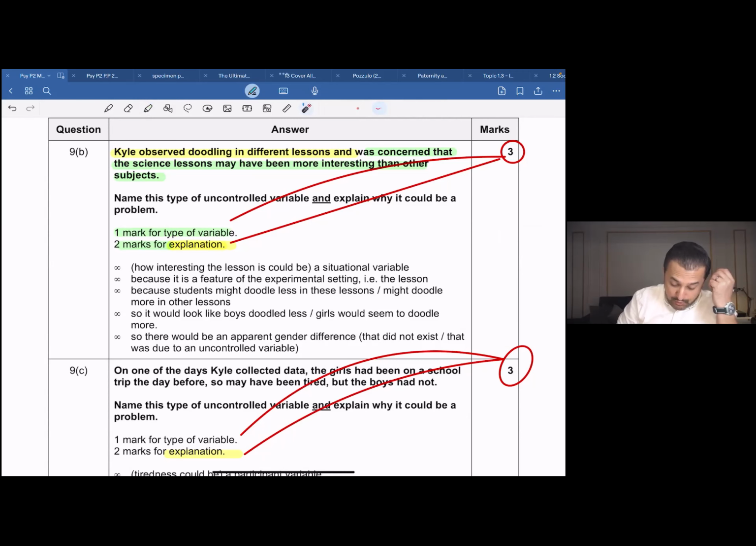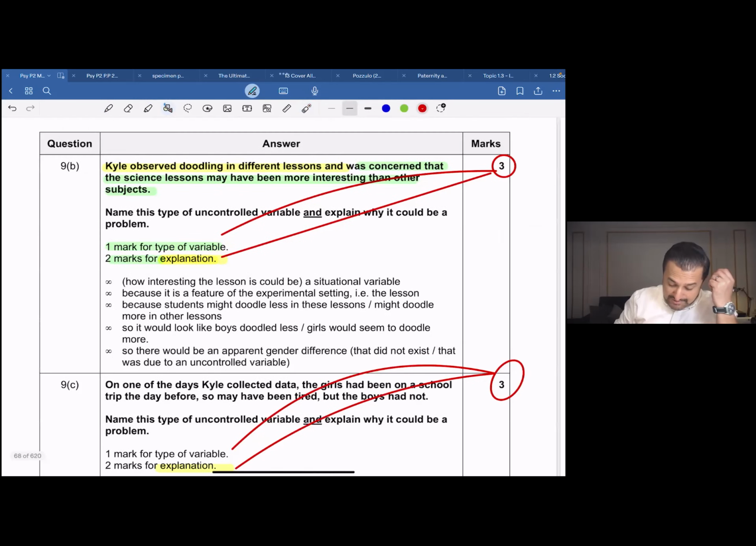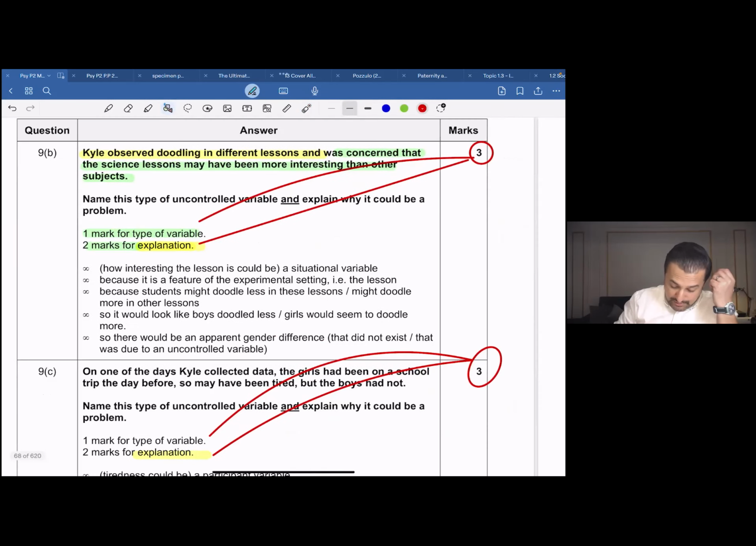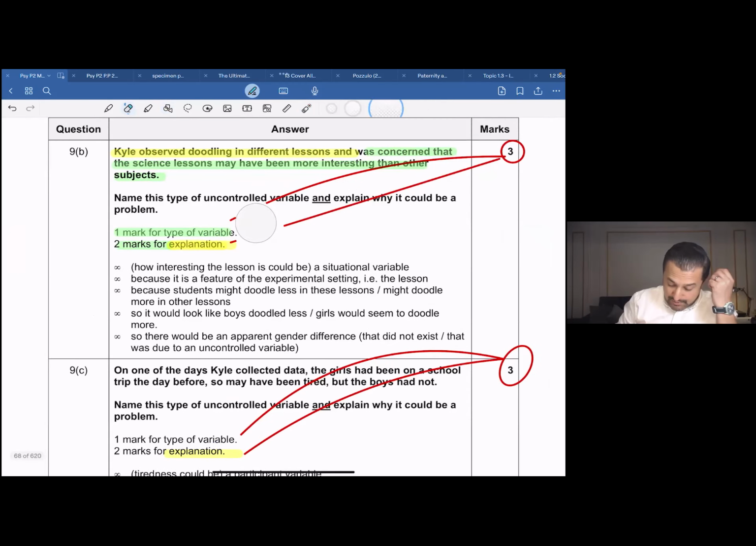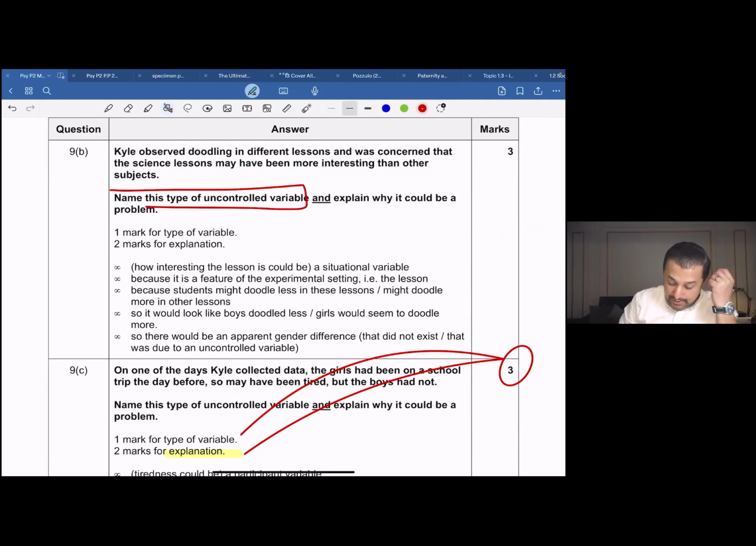Number one, what is the question? The question says, name this type of uncontrollable variable. So you are expected to name the type of uncontrollable variable and explain why it could be a problem. So you name it first and then you explain why it could possibly be a problem, right? Now, taking this ahead, how interesting the lesson is could be a situational variable.